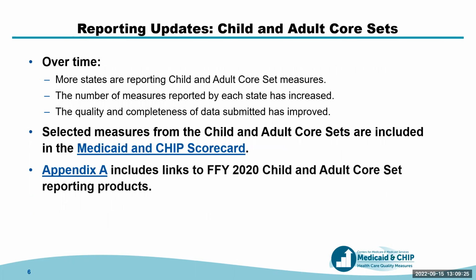Over time, CMS has seen an increase in the number of states reporting child and adult core set measures and in the number of measures reported by each state. The quality and completeness of data submitted has also improved. Selected measures from the child and adult core sets are included in the Medicaid and CHIP scorecard, which is available on medicaid.gov and at the link on this slide. We've also included links to all the FFY 2020 child and adult core set reporting products in Appendix A of the slide decks. As a reminder, this slide deck will be available after the webinar. Next slide, please.